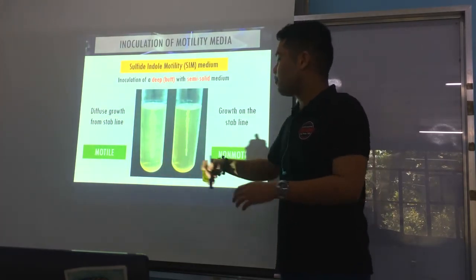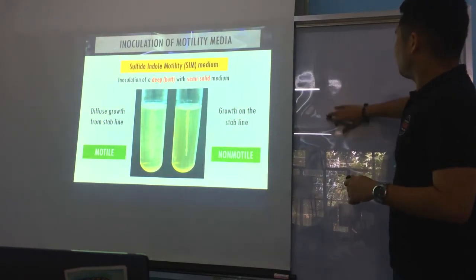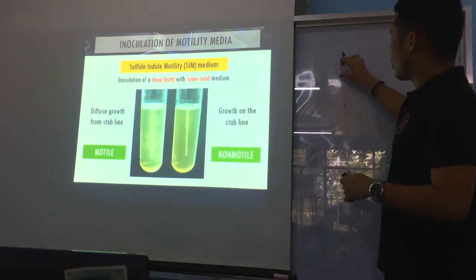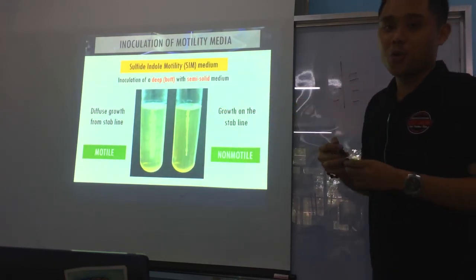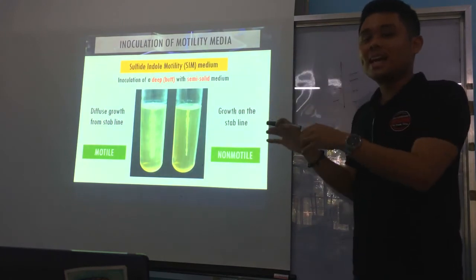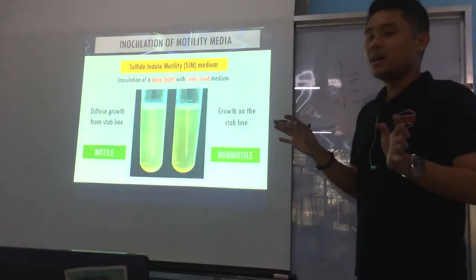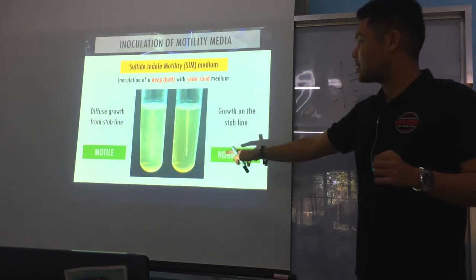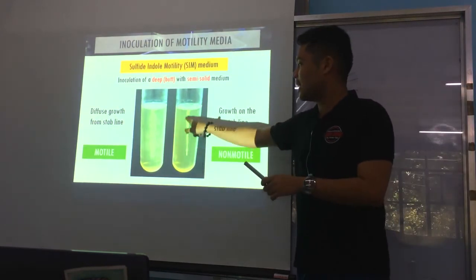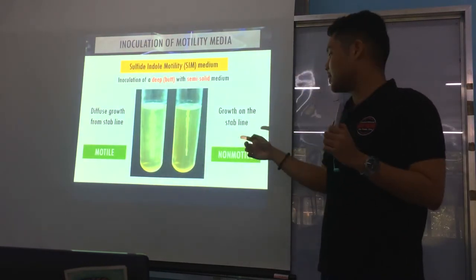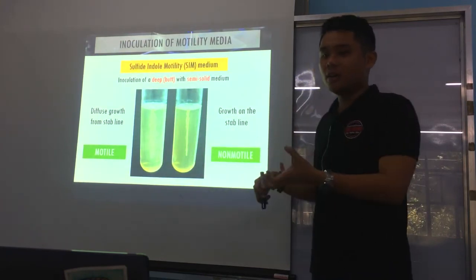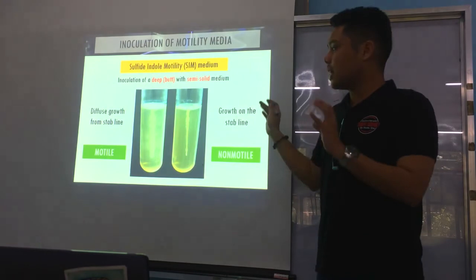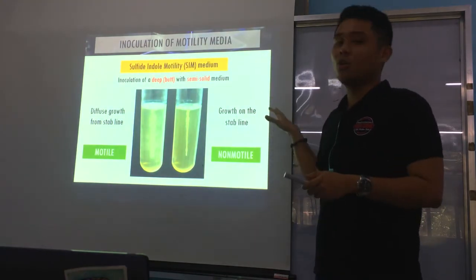So as you can see, meaning, pag-stab mo, di ba? So the organism is there, ni-move away siya from the stab line. That is why na diffuse growth, na murag blurred sa kilid. It means ni-swim away siya from the stab line. Meaning siyang motile. Whereas kani, as you can see, clear ang sa kilid, murag wala nahitabo. Because again, it's not motile. Ni-grow lang ang organism along or on the stab line. Okay? So that's just the difference sa sulfide indole motility.